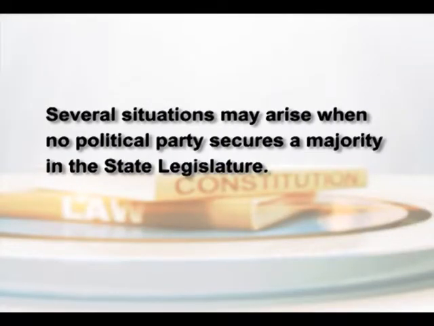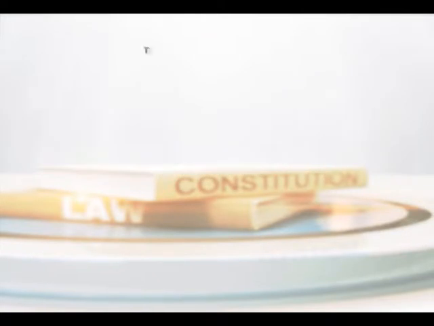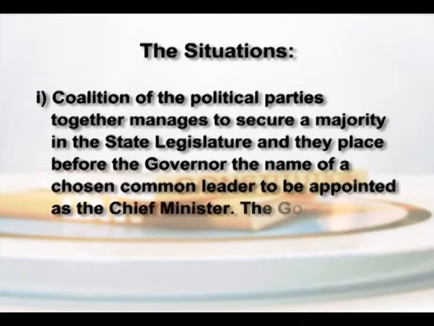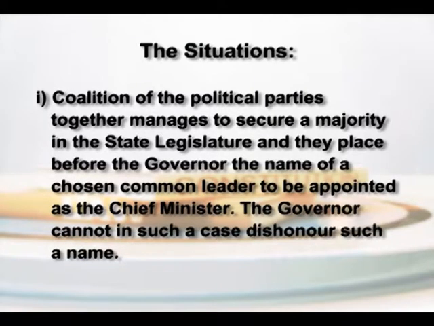But problem arises once no political party secures a majority in the state legislature. In fact, there are several situational dimensions which can be cited so far as the powers of the Governor are concerned with regard to the appointment of the Chief Minister. Let us examine these situations. First of all, if a coalition of political parties together manages to secure a majority in the state legislature, and if they place before the Governor the name of a chosen common leader to be appointed as the Chief Minister, then the Governor cannot dishonor such a name.